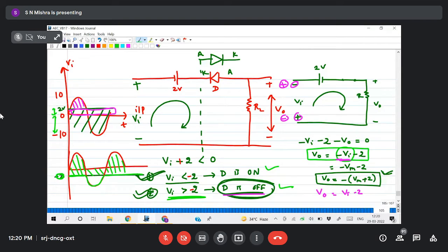On means according to this you will get the equation Vi plus 2. Here it will be minus, means the voltage source is in the opposite direction, means it will be plus 2. So Vi plus 2 we will get, so that will be giving here this one.